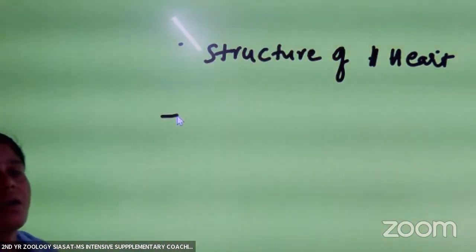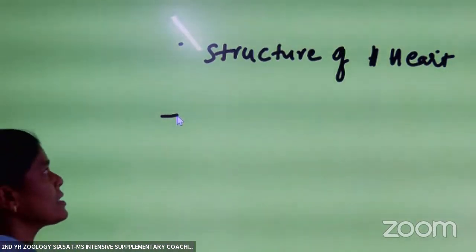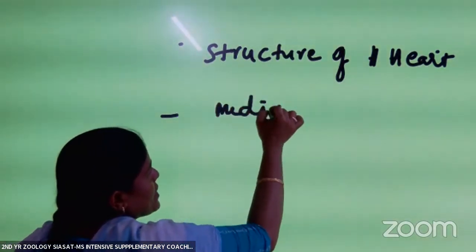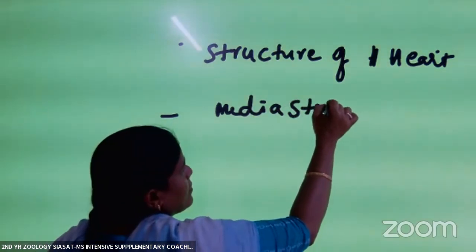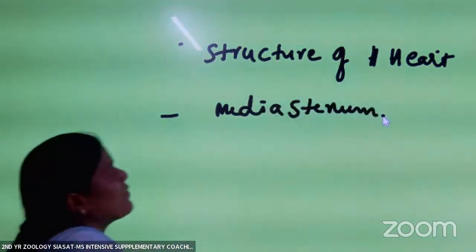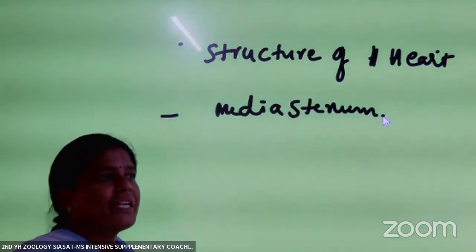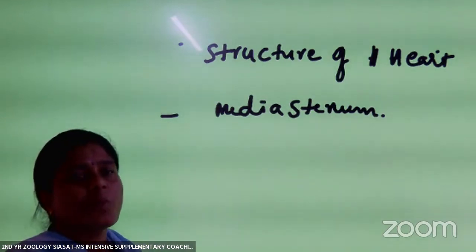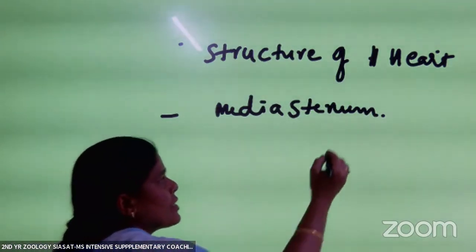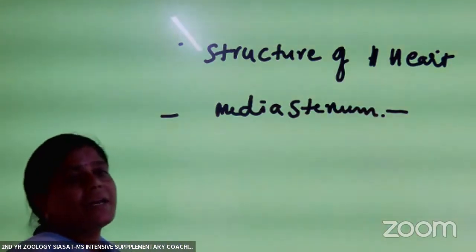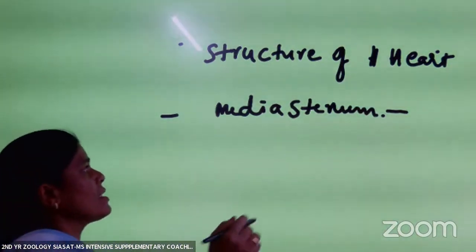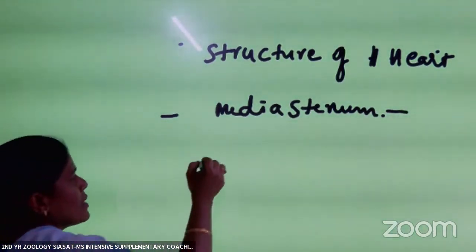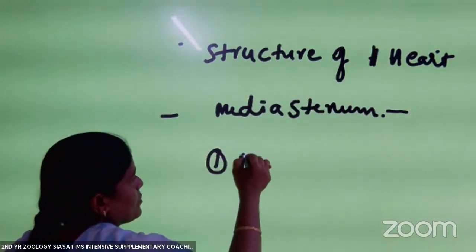First, we are going to discuss where the heart is located. The heart is located in the mediastinum. Between the two lungs, a cavity is present, and that cavity is called the mediastinum. In this mediastinum, the heart is located. It is about the size of a clenched fist and is placed slightly to the left. The heart is covered by a membrane called the pericardium.